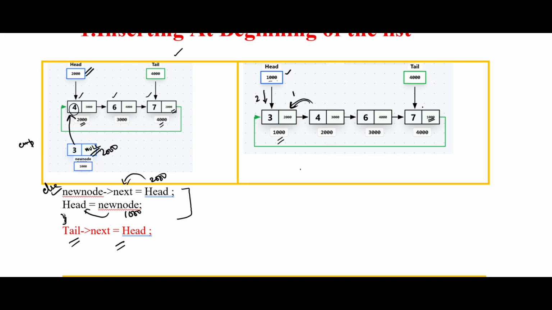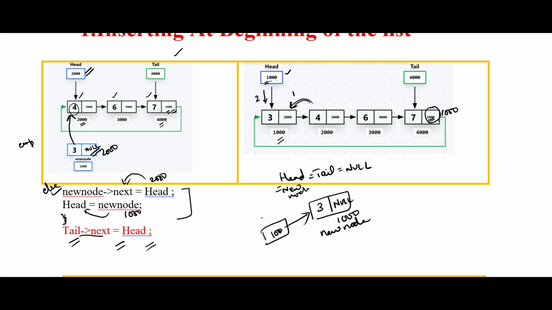What is that? Now you see, this is tail of next, this portion. So tail of next is equal to, previously it is 2000, it is pointing to element 4, but now it has to point to 3. So tail of next is equal to head. What is the value present in the head? 1000. So 1000 should go here, so that it will point to the first node. So either in case of empty list or the existing list, this is the last step we have to do.